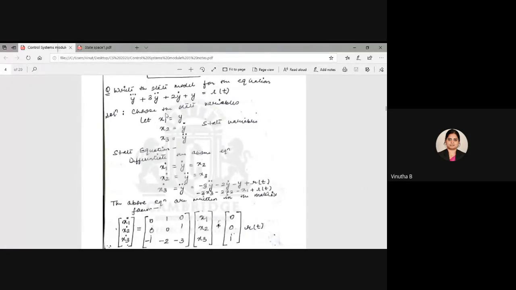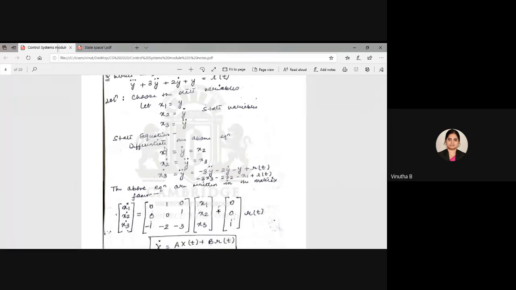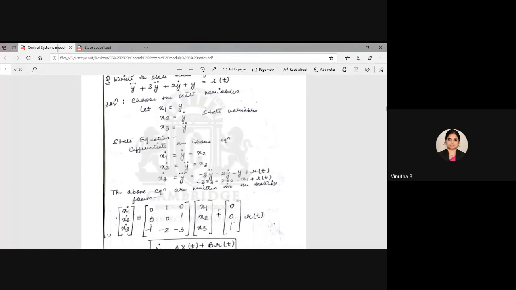Since I have the input equation which starts from y triple bar, first I will start assigning these variables to y. So I will assign x1 to y, x2 to y bar, and x3 to y double bar. Once you have identified the state variables, I will not worry about this as of now. Just assign x1, x2, and x3. Then you have to write the state equations. Differentiate the above equation. Why do you have to differentiate? We want the first derivative of all these terms.